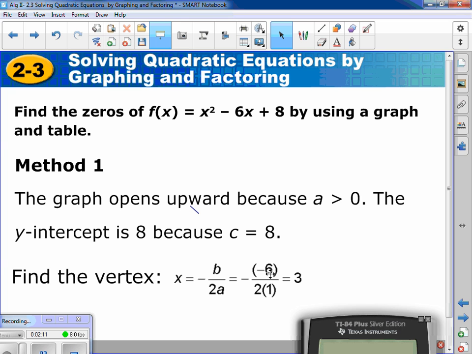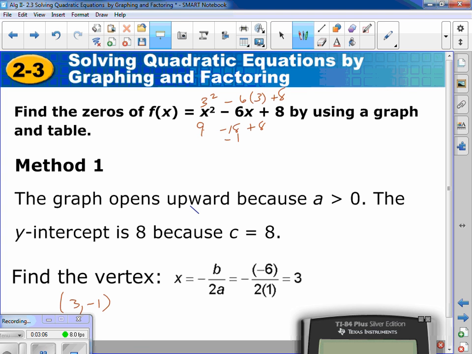So I have negative 6 over 2 times 1. Negative 6 is positive 6. 6 divided by 2 is 3. So I know that the AOS is 3. To find the full vertex, I put 3 into here. What's 3 squared? 9. What's negative 6 times 3? Negative 18. 9 plus 18 is 27. 27 and negative 18 is negative 1. So the vertex is 3, negative 1.